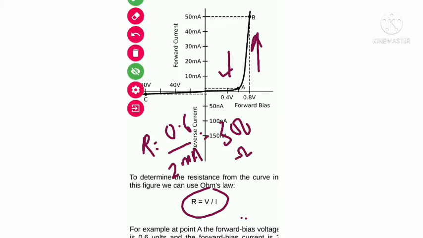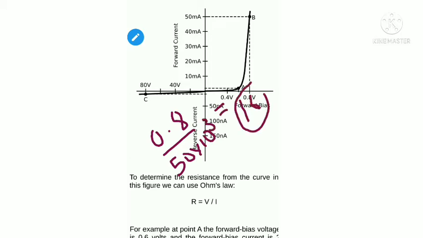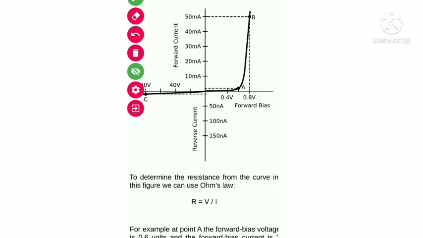Now when the voltage increases, means the value of voltage is 0.8 and the current value is 50 milliampere, what will happen here? The value of the resistance will decrease and it will be 16 ohm. So what we have understood from the forward bias is that as the current increases, the value of resistance, the resistivity, decreases. So in the forward bias, as the current increases, resistance decreases.